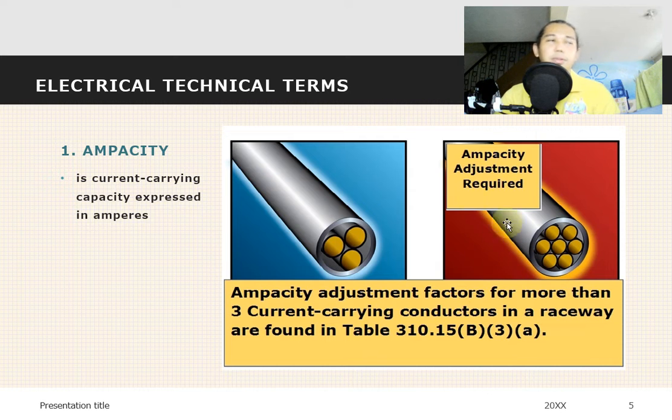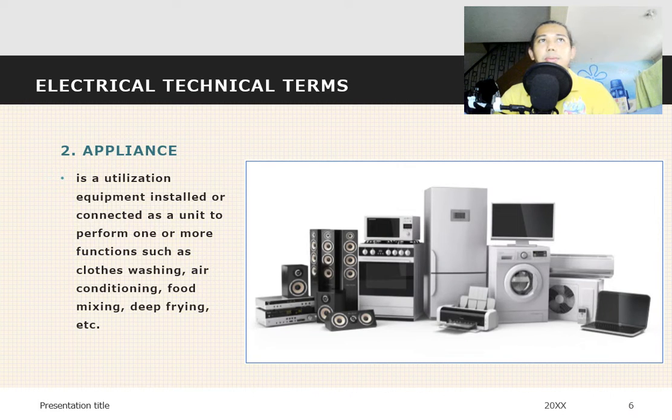Next, we have appliances. Everything that is run by electricity, we consider appliances. We have here some examples: refrigerator, microwave, printer, computer, etc.